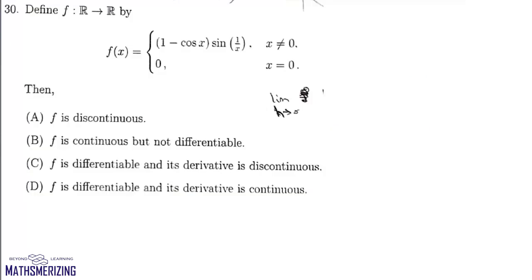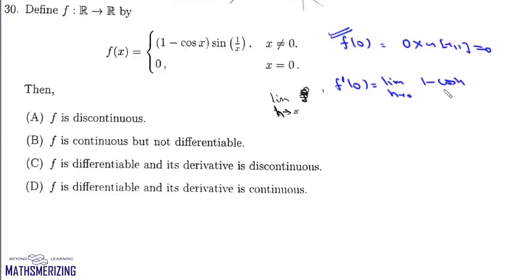Now question number 30 is we have to find its continuity and differentiability and continuity of its derivative. Now f0 will be 1 minus cos 0 1, so it will be 0 into oscillating value minus 1 to 1, which is 0. So this fx will be continuous at x equals 0. Now if you find f dash 0, it will be limit h tends to 0 1 minus cos h upon h into sine 1 by h. We multiply by h and divide by h. So it will be 0 into 1 by 2 into oscillating value minus 1 to 1, which is 0. So this function is both continuous and differentiable in x belongs to R.